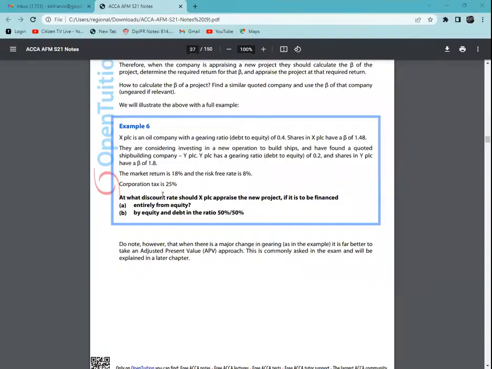Now, my good students, I can see a situation where I've got two beta values, 1.48 and 1.8. So between those two beta values, which one is the relevant beta value that I should start using for purposes of computing a base net present value? Which one is the most relevant? Should I use 1.8, or should I use 1.48?